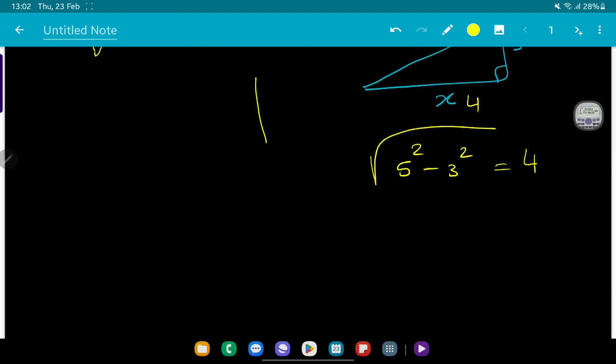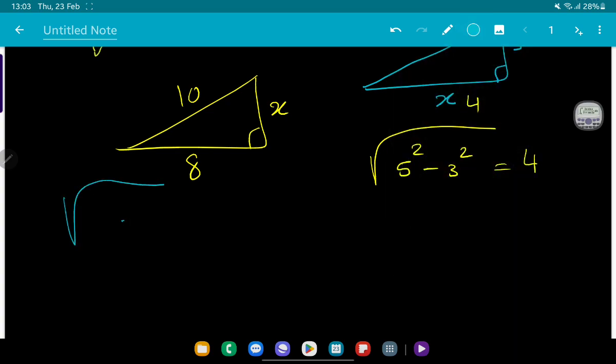Can you try this by yourself? Pause the video and try to find out the answer. This is 10 and this is 8. This is unknown. The answer will be a square root. It's minus because we have the hypotenuse. So this is 10 squared minus 8 squared. The answer will be 6.